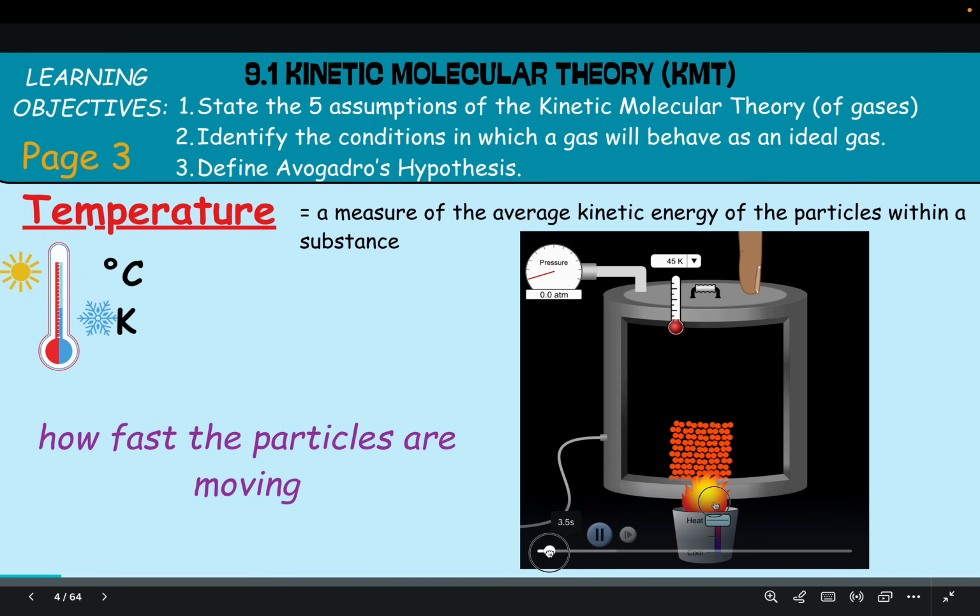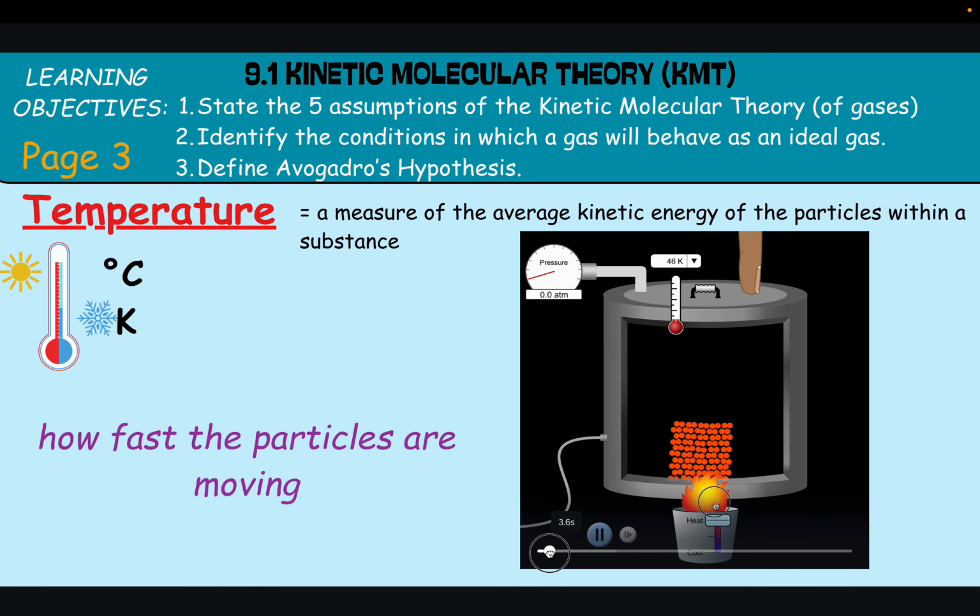So temperature is a measure of the average kinetic energy of the particles within a substance. So the higher the temperature, the higher the average kinetic energy, or the lower the temperature, the lower the average kinetic energy. So remember, this kinetic energy is the motion of those particles. So how fast the particles are moving is what temperature is telling us.